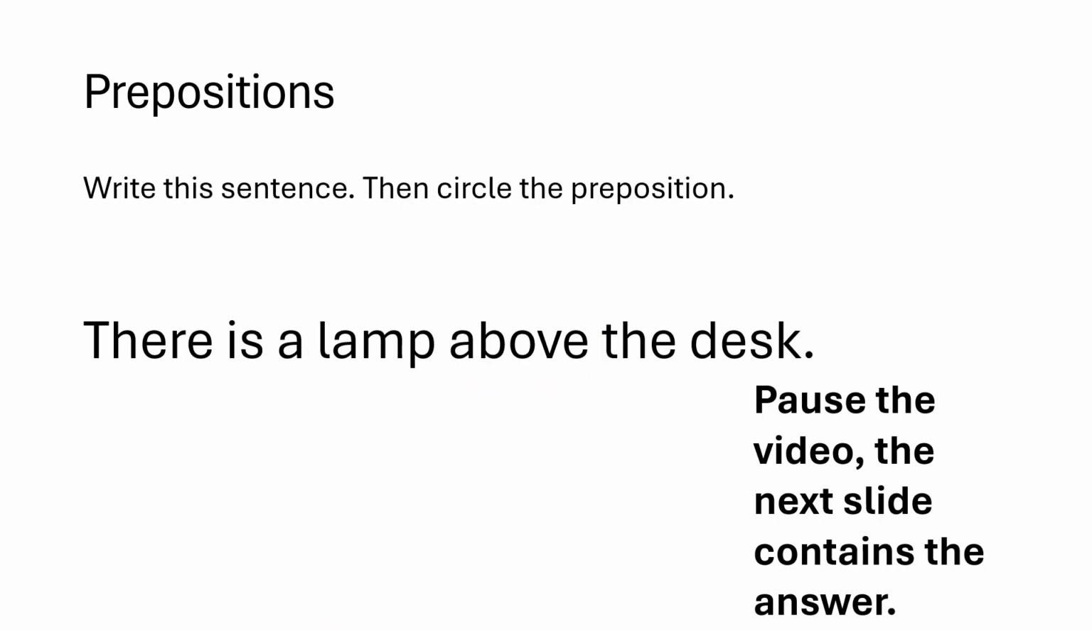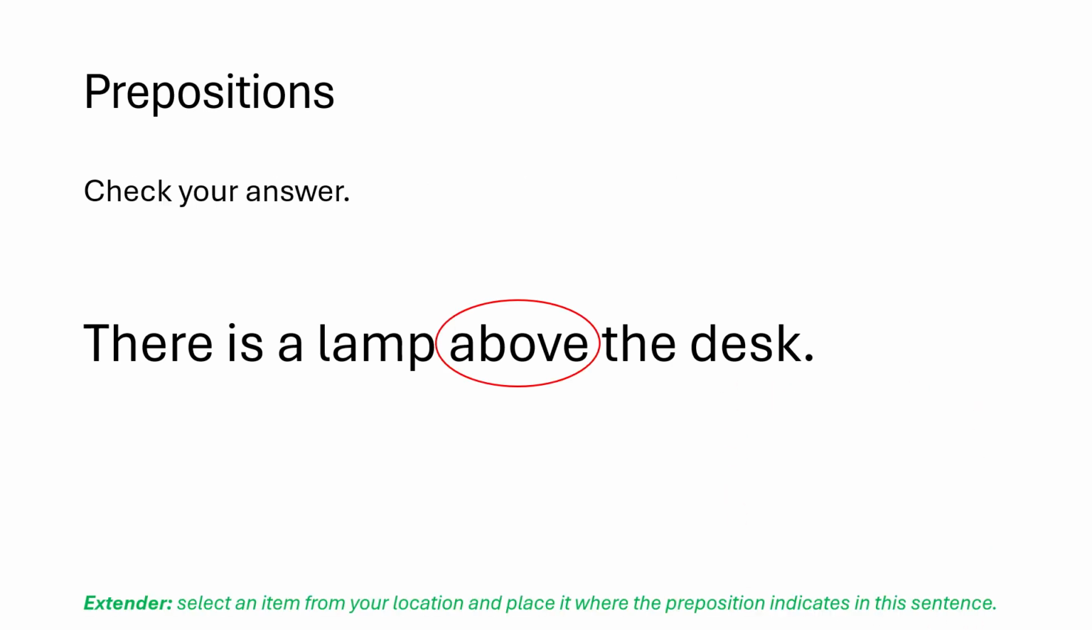Write this sentence, then circle the preposition. There is a lamp above the desk. Pause the video. The next slide contains the answer. Check your answer. There is a lamp above the desk. The preposition is above.